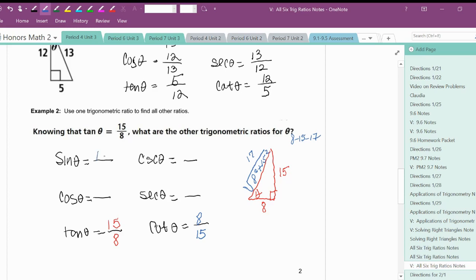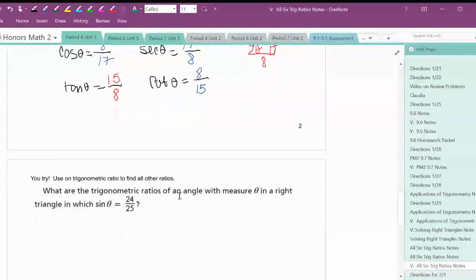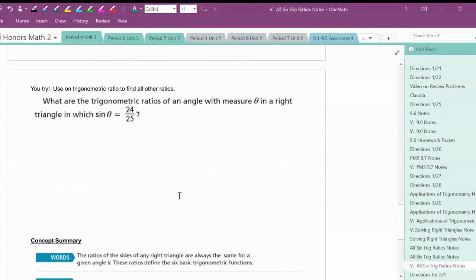So now that we have the hypotenuse, we can write the sine ratio. So we would have 15 over 17. Cosine is 8 over 17. And now we take the reciprocal to get our other two remaining trig ratios. Okay, there's one for you to pause the video and give that a try.